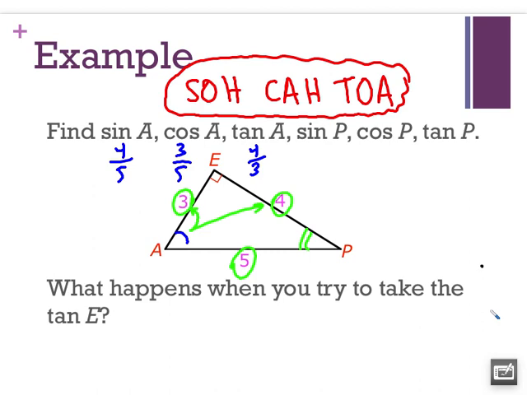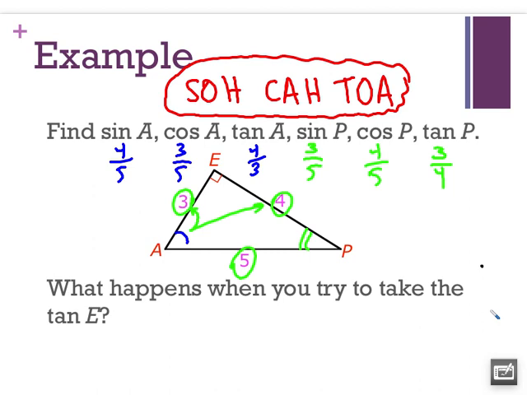David? 3/5. 3/5. Keep going, David. What's the cosine of P? And the tangent of P? 5/4. No. Nope. 3/4. Good.